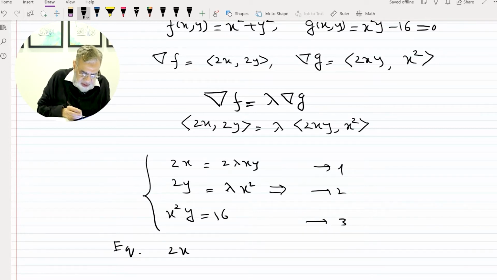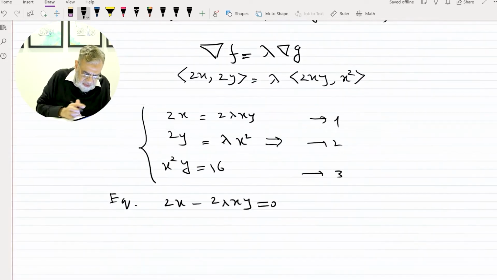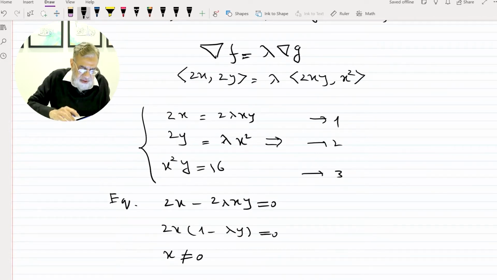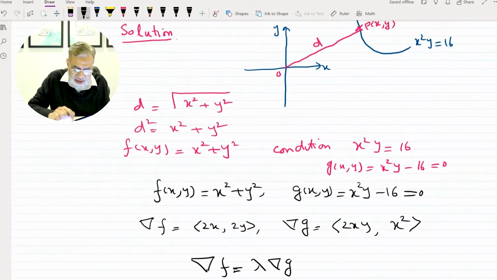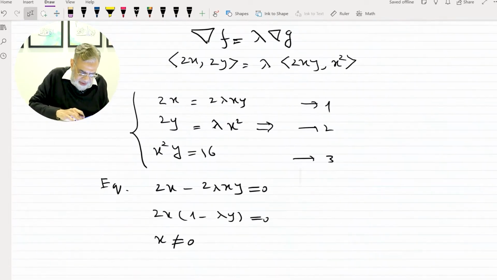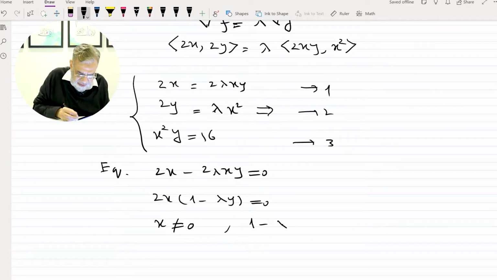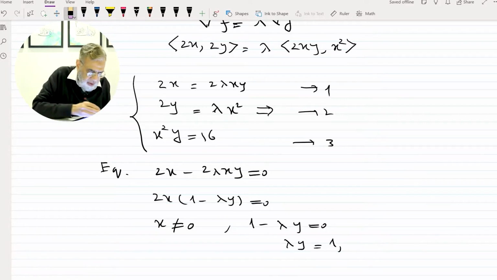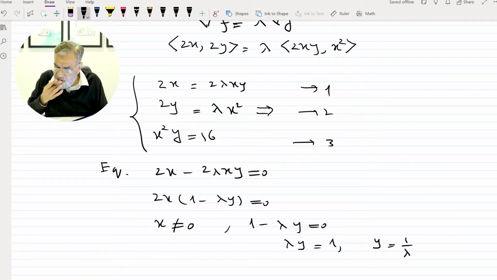From equation 1, we can rewrite it as 2x minus 2 lambda xy equal to 0. Taking 2x common, we get 2x times (1 minus lambda y) equal to 0. Here x is not equal to 0, because when x equals 0, the condition x squared y equal to 16 is not satisfied. If x is not equal to 0, then 1 minus lambda y is equal to 0, which gives lambda y equal to 1, so y is equal to 1 over lambda. So here I get the value of y.